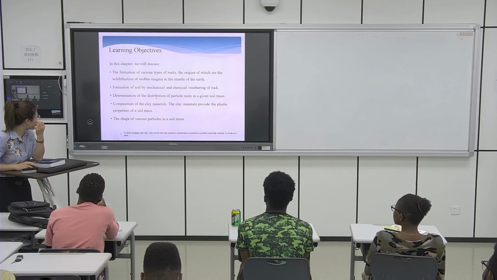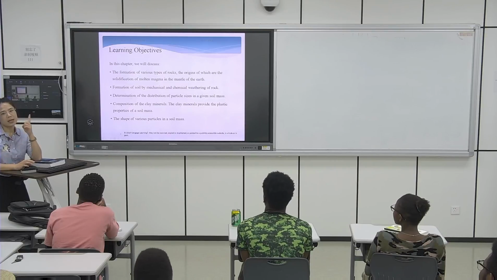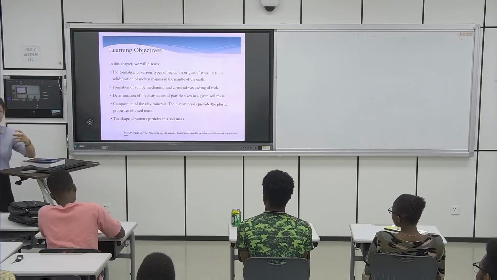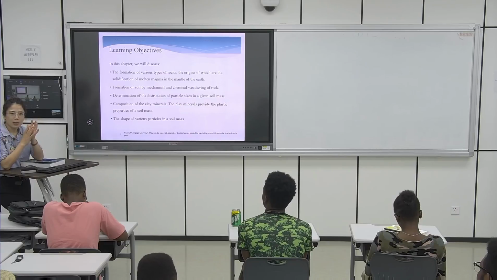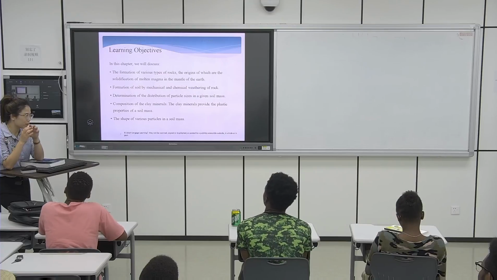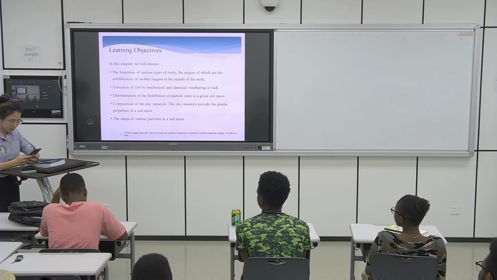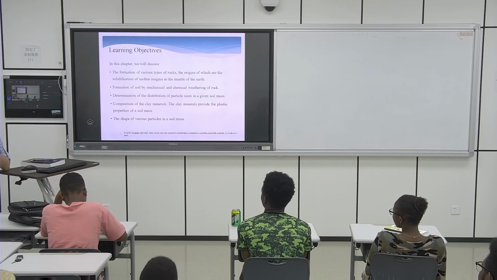From here, determination of the distribution of particle size in a given soil mass. This is very important in soil mechanics. This is the first physical property of soil, particle size distribution. You know that soil combines of particles, water, and gas. And particle is not only one shape. If you put it in a high precision photograph, if you enlarge a very large scale, then you can see different shape of the particle, and they're in different size.